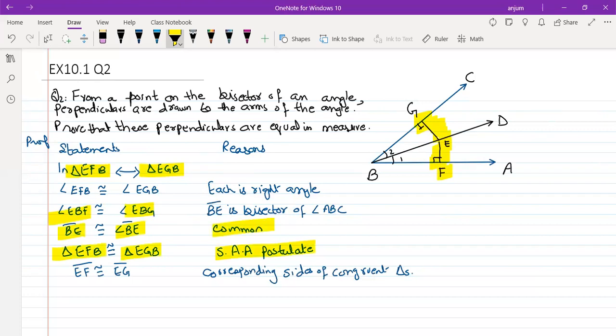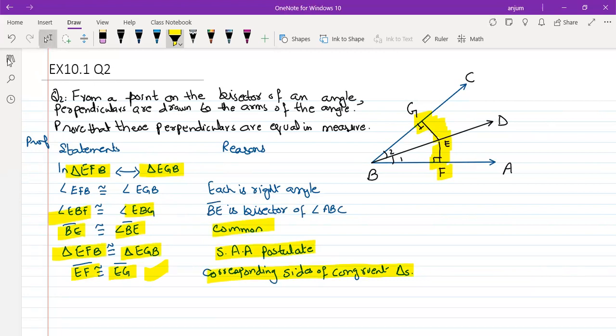Whenever two triangles are congruent, all their corresponding sides and all the corresponding angles are congruent to each other. And by this, we can say that EF is congruent to EG because these two are the corresponding sides of the congruent triangles. And these two are the perpendiculars in these two triangles. So the perpendiculars which have been drawn to the arms of the angle are now proved to be equal.